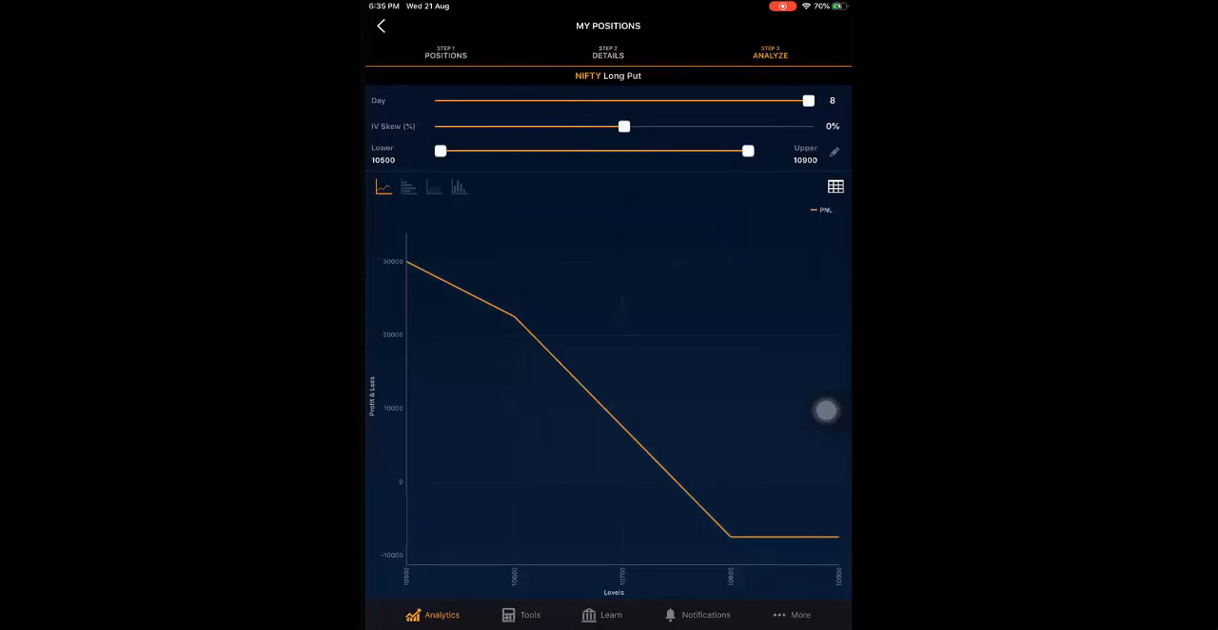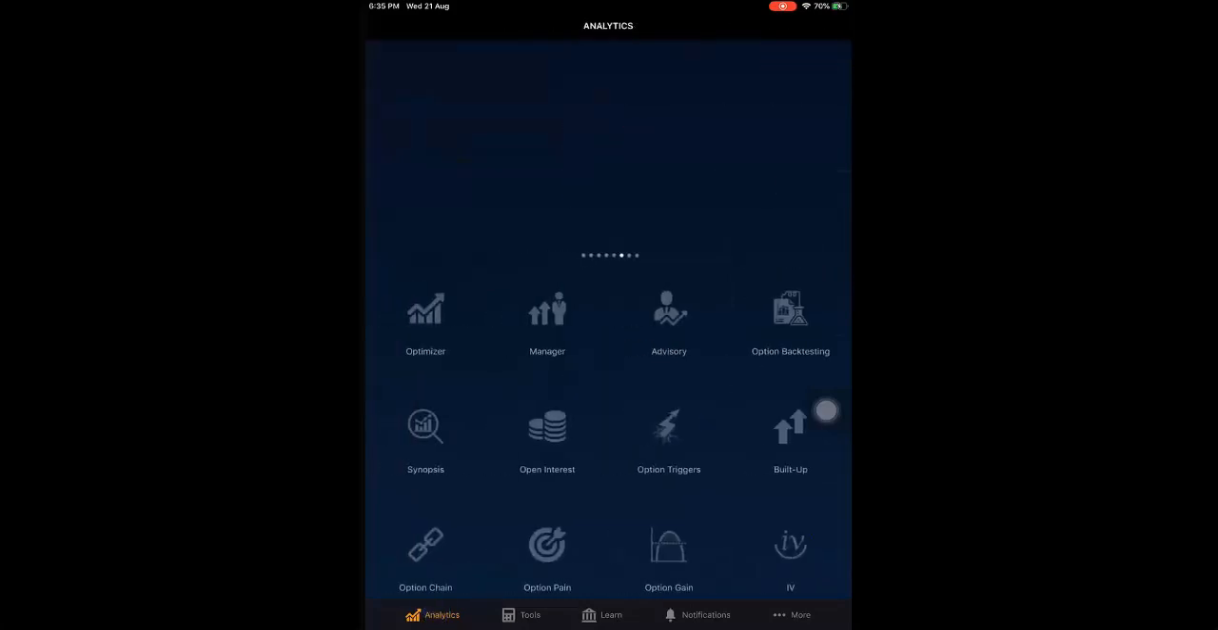So basically, the optimizer plus manager combination works wonderfully. You create a strategy in the optimizer based on your forecast. Then you export that to the manager, see the Greeks parameter, do the sensitivity analysis of time and volatility, and keep alerts. Setting alerts is very important when you're doing an option strategy. So this way, the optimizer and the manager come into the picture.